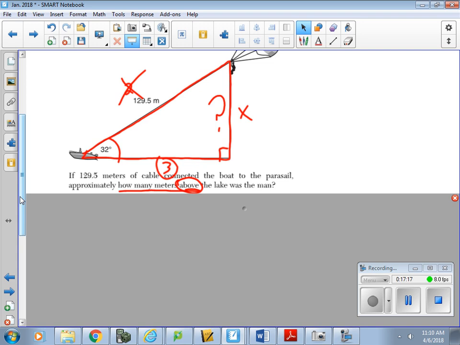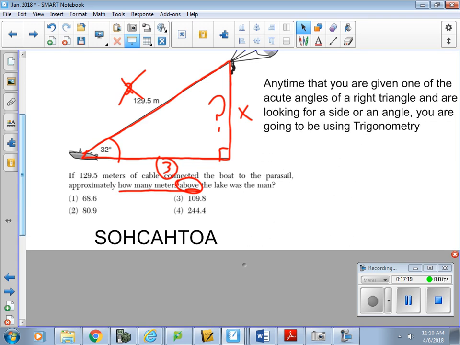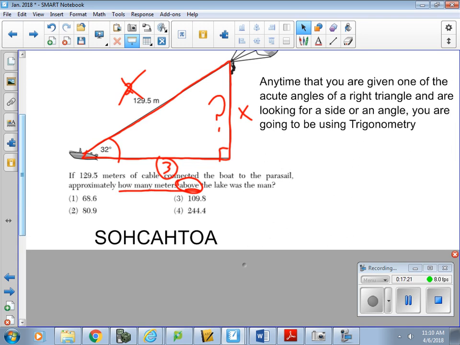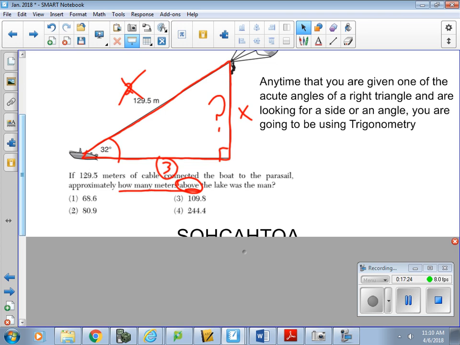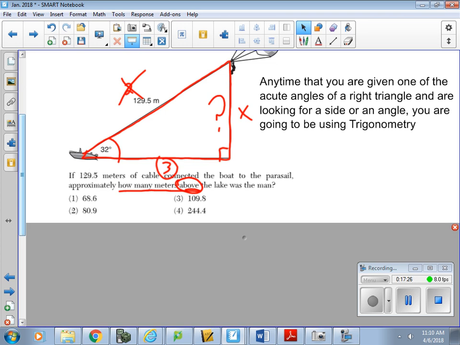Now, I'll move these notes up. This is something you need to write down. Anytime you are given one of the acute angles of a right triangle, so acute means less than 90, this 32-degree angle right here is an acute angle, and you are looking for a side or an angle, and in this case we're looking for a side, you're going to be using trigonometry.